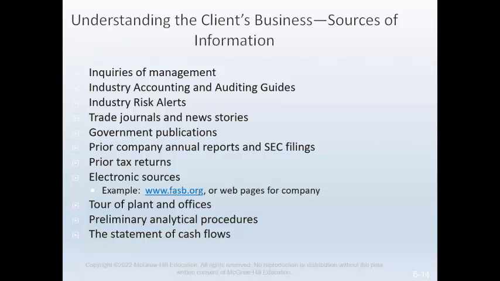The AICPA audit and accounting guides and industry risk alerts, as well as trade and government agency publications, are useful in obtaining an orientation to the client's industry. Previous audits, annual reports to stockholders, SEC filings, and prior year's tax returns are excellent sources of financial background information. The Internet makes any number of sources of electronic information available about clients, particularly clients who are public companies. Another useful preliminary step for the auditors is to arrange an inspection tour of the plant and offices of a prospective client.